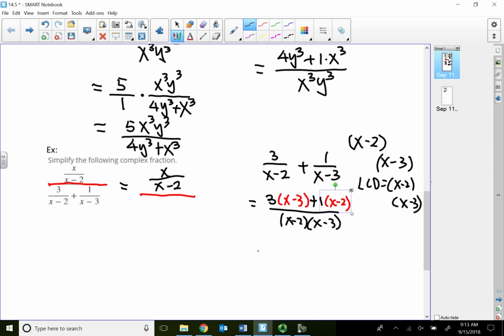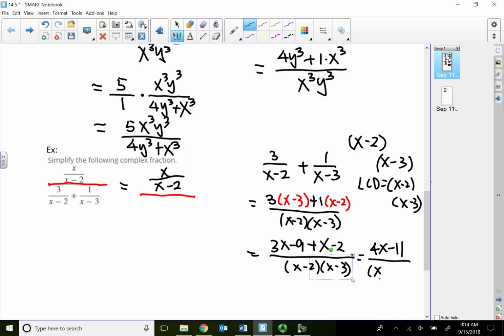All right, so let's simplify this. I'm going to do it right here. 3 do a distribution, that will be 3x minus 9. Positive 1 do a distribution, that's positive x, negative 2. If I combine like terms, that will give me 4x minus 11, which cannot be factored other than 1 to cancel with the denominator. So we're just going to keep it like that.